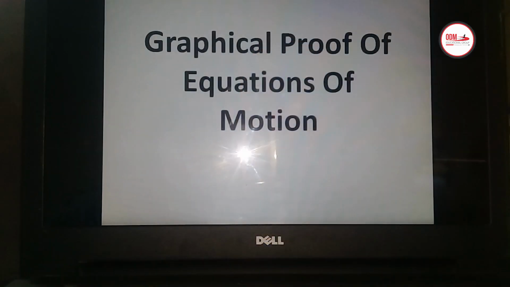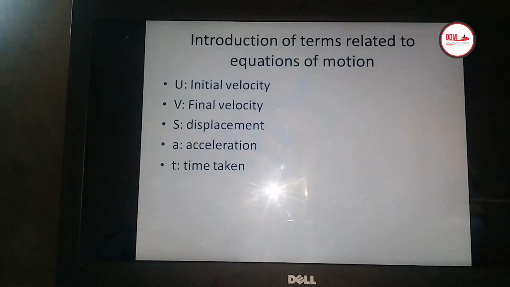Children, we had already completed what is rest and what is motion. Today I have a presentation on the graphical proof of the three equations of motion. So this is the graphical proof of equations of motion.